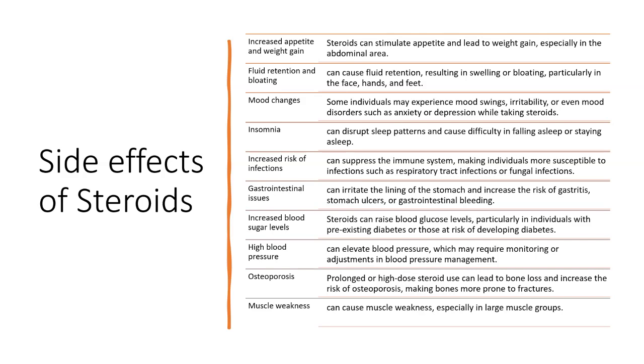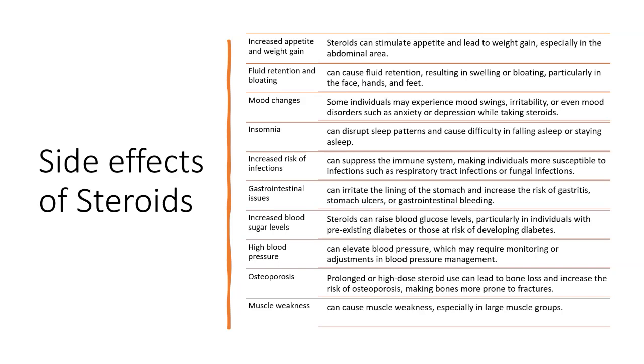Osteoporosis. Prolonged or high-dose steroid use can lead to bone loss and increase the risk of osteoporosis, making bones more prone to fractures. Calcium and vitamin D supplementation, along with weight-bearing exercises, can help maintain bone health. Muscle weakness. Steroids can cause muscle weakness, especially in large muscle groups. Engaging in regular physical activity and strength training can help counteract this effect and maintain muscle function.